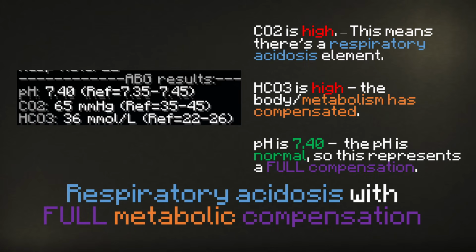When the carbon dioxide level is high, it's respiratory acidosis. When the bicarbonate level has increased to normalize the pH, then it's considered metabolic compensation. And the full part of this means that the pH has returned to a normal range.